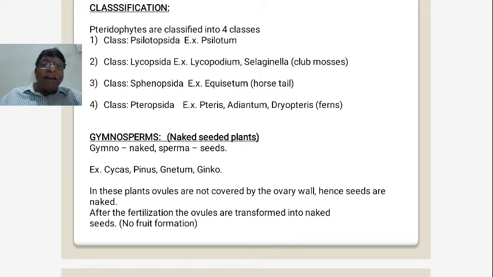To make it clear, say for example, in case of angiosperms, you have seen the fruits. Within the fruits, the seeds are present. For example, inside a mango fruit there is a mango seed. Means the seed is protected by the fruit wall, or the seeds are found within the fruit.